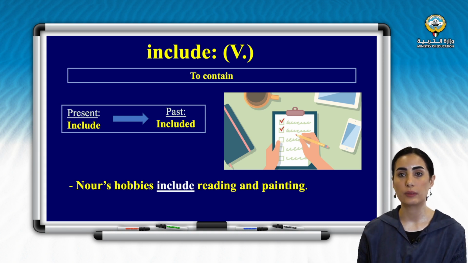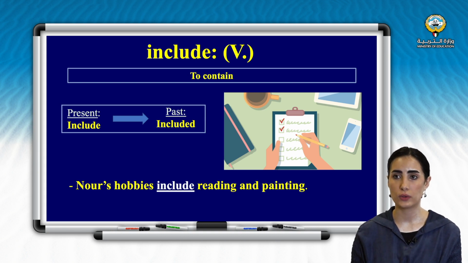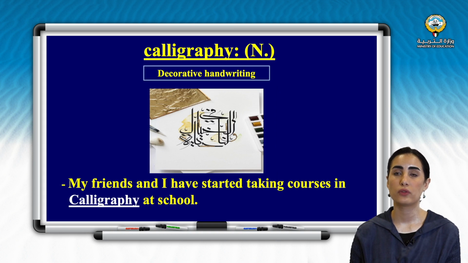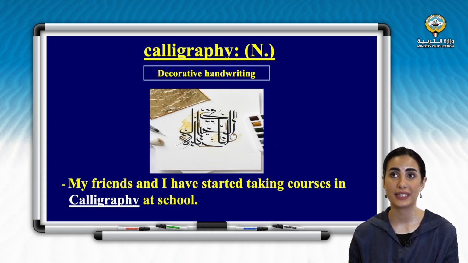Now let's look at the example. Noor's hobbies include reading and painting. So include here means to contain. Next we're going to move on to the next word, and that is the word calligraphy.